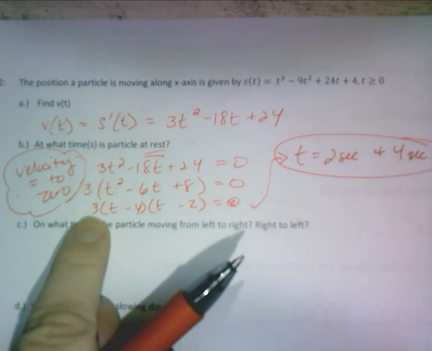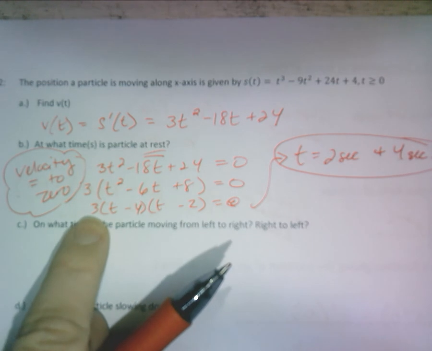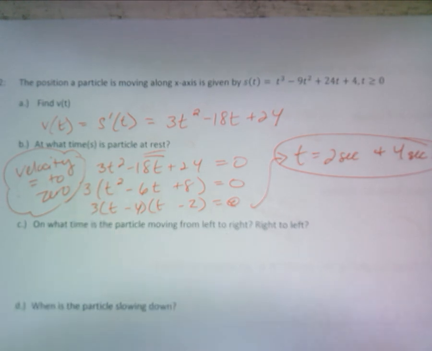You all realize that 3 means nothing, right? Because somebody in the other class was asking me about that. That 3, you can just divide it out, and it doesn't mean anything. If it was 3t, though, then you would have a time of 0 also.